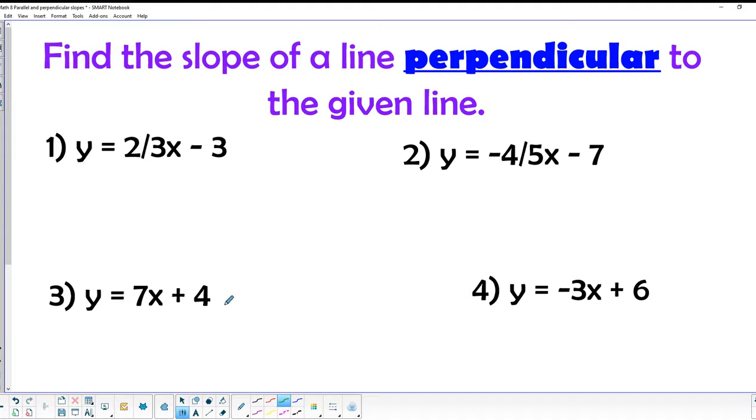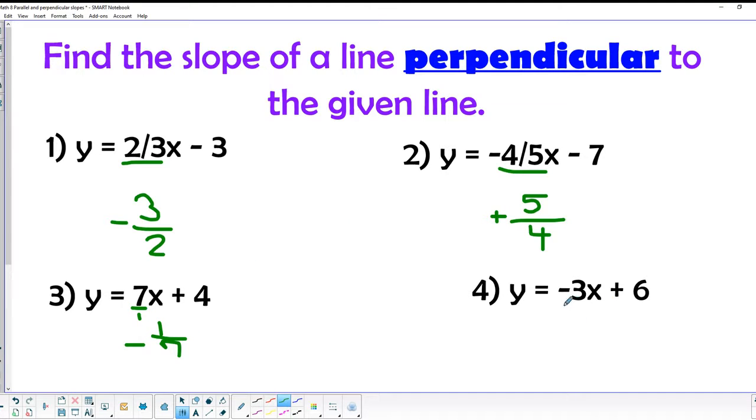You find the slope of a line perpendicular to the given line. So if this has a slope of 2/3, the perpendicular slope would be 3/2 with a negative sign in front. This next one has a slope of 4/5, so the perpendicular slope would be 5/4, and the negative sign that's in front is turned into a positive. This one has a slope of 7 over 1, so the perpendicular slope would be negative 1 over 7.